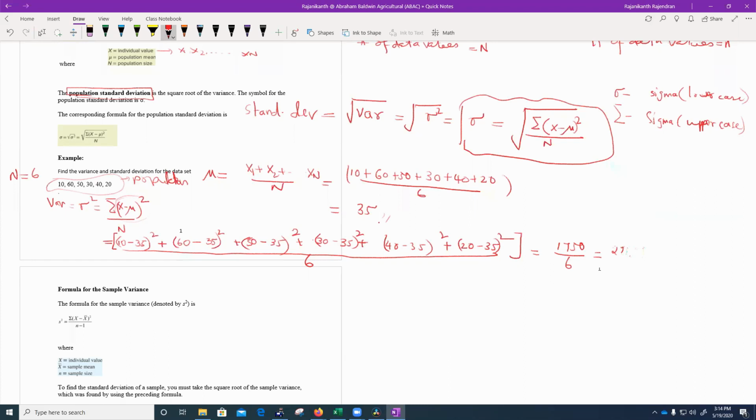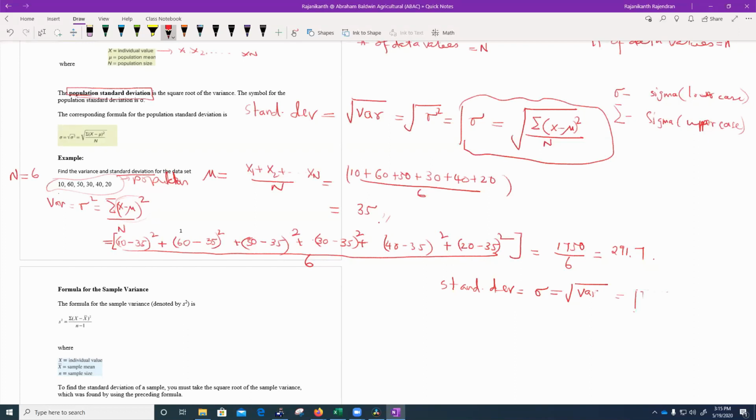So that is my variance for this problem. But they are asking us to find the standard deviation also. Remember, the standard deviation is given by simply little sigma, that is the square root of your variance answer. Yes, I got the variance answer for the first part here.